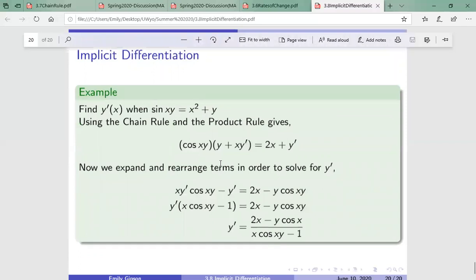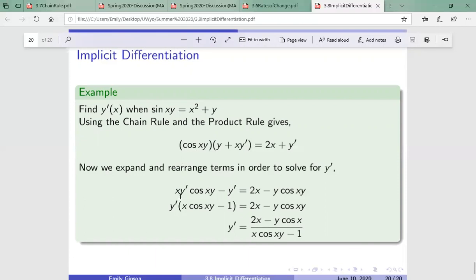So with our example, I want you to find y prime of x when our function is sine of xy equals x squared plus y. Now, using the chain rule and the product rule, we get cosine of xy times y plus x y prime is equal to 2x plus y prime. Now, our goal here is to isolate y prime. So we want y prime on one side and everything else on the other side. So we can expand our first term and then try and solve and get all of our y primes on one side and everything else on the other side.